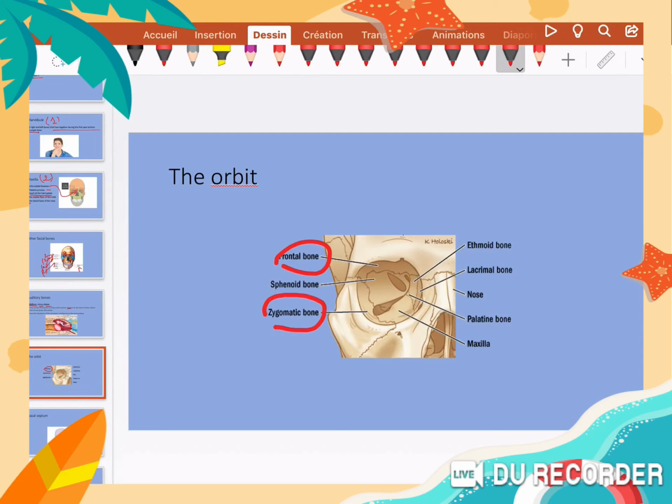The nasal septum, we discussed it. We said that it's formed by the perpendicular plate of the ethmoid and also by the vomer. Also, the nasal cavity has the conchae. Okay, we have the middle nasal conchae and we have the inferior nasal conchae.